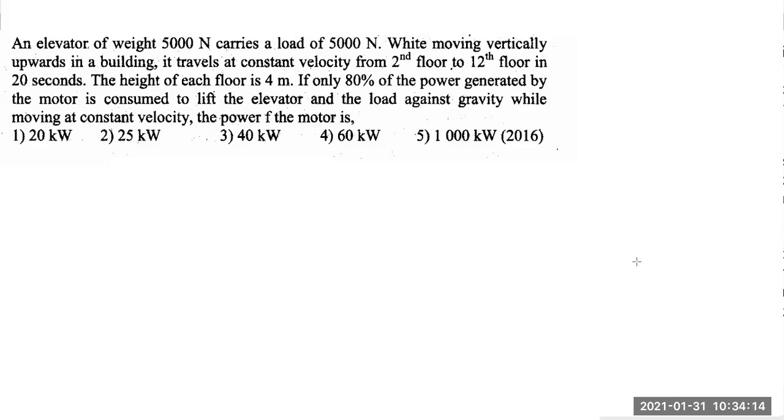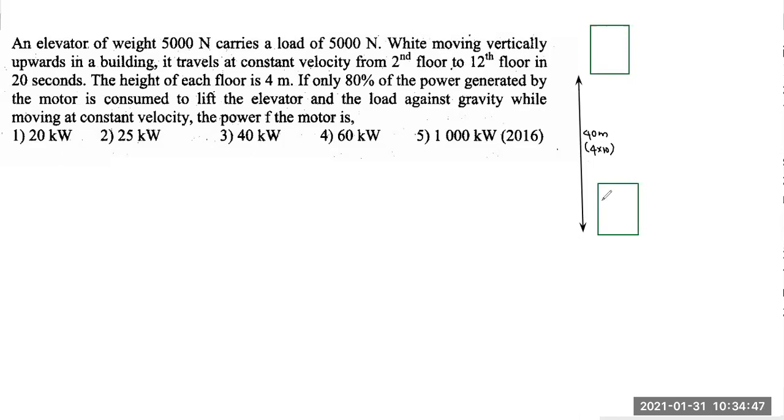So why don't we just try to put this into a diagram? It's moving vertically upwards. So this is the elevator. It has actually moved vertically upwards from second floor to 12th floor. The height of each floor is 4 meters. That means the elevator has moved a total distance of how many meters, people? From bottom to bottom, if you consider, 40 meters. And how did I get that 40? That is 4 into 10. Each floor 4 meters, 10 floors, 40 meters.